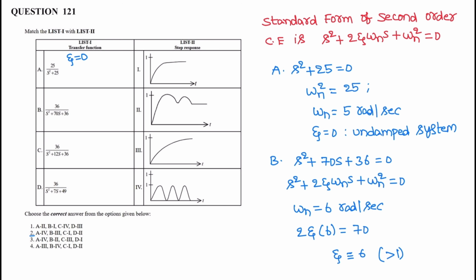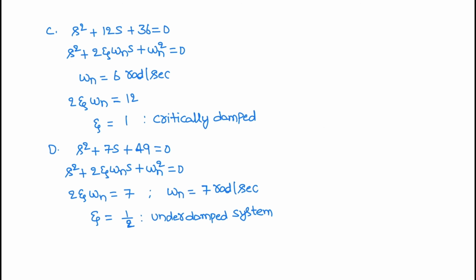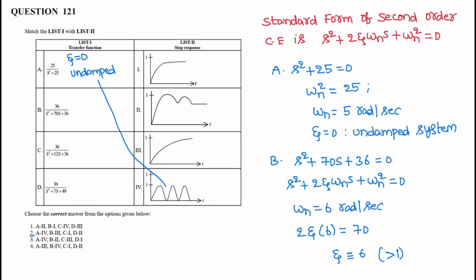Zeta is 0 means it is an undamped system. For an undamped system, the step response is oscillatory. Oscillations exist. Next, C and D. For D, zeta is 1 by 2, greater than 0 and less than 1, which is an underdamped system. It is an underdamped system.